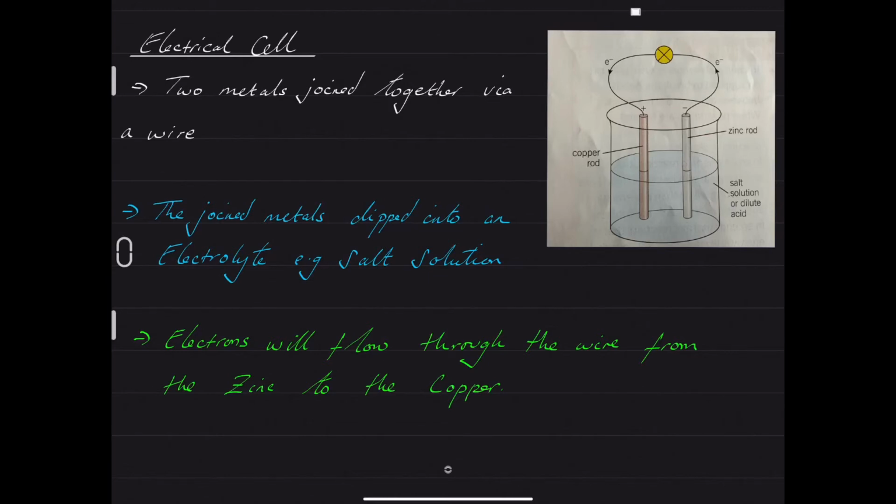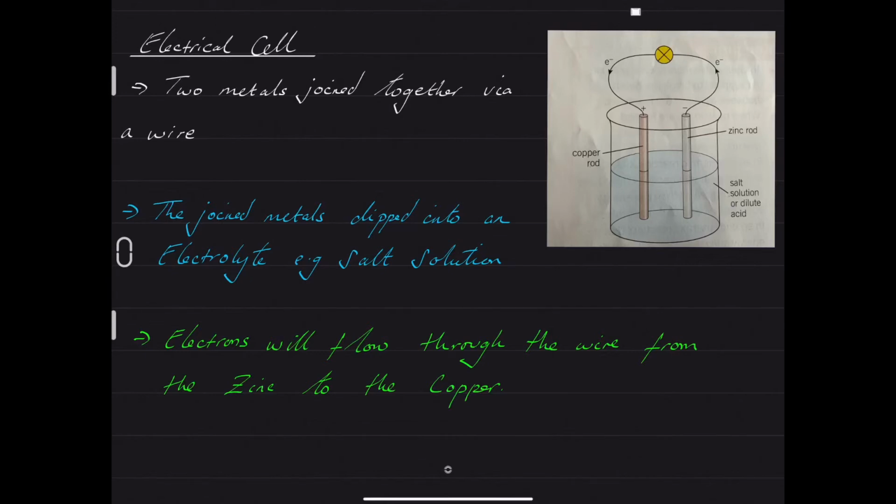Now, electrons will start to flow through the wire from the zinc to the copper. So without doing anything now, you're not going to supply electricity or anything like that, but just by the process of dipping the metal rods into the electrolyte, what will happen is that the electrons start to flow through the wire from the zinc to the copper.